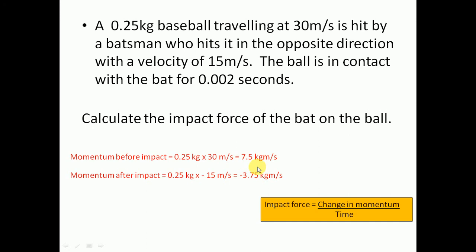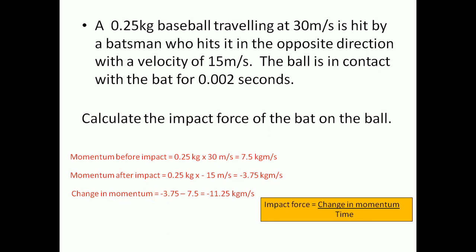Okay, so when we calculate our change in momentum, it is our momentum afterwards, which is minus 3.75, subtract our momentum before the impact, which is 7.5, and minus 3.75 minus 7.5 gives us minus 11.25 kilogram meters per second. It's very important that you realize that you have minus 3 minus 7, so a negative taking away a positive, which makes a much greater negative number of 11.25.